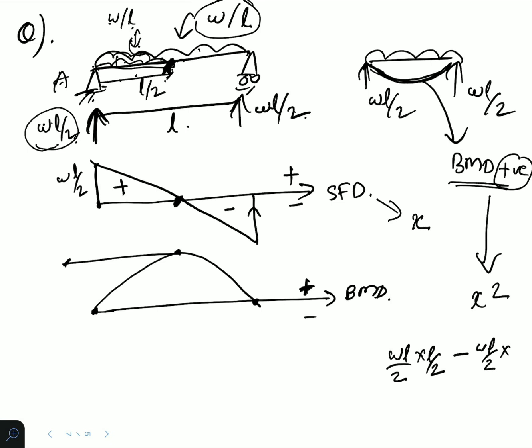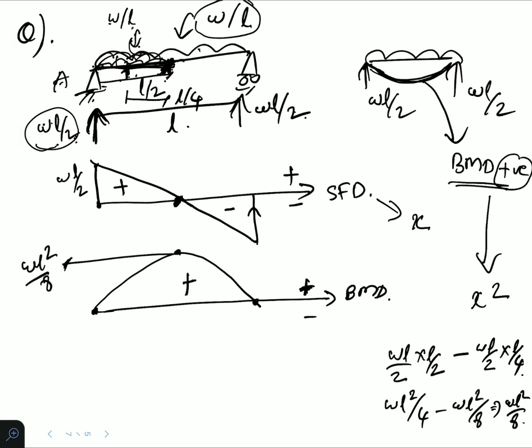This load will act at the center, if you are taking this particular section from A to the center, we will have the centroid of this UDL at this distance L by 4. So we'll have L by 4 as the centroidal distance. So the value will be WL square by 4 minus WL square by 8. So that will be WL square by 8. So we will have a value of WL square by 8 here. Okay, this is positive because this is a sagging case. Okay, so this is clear.